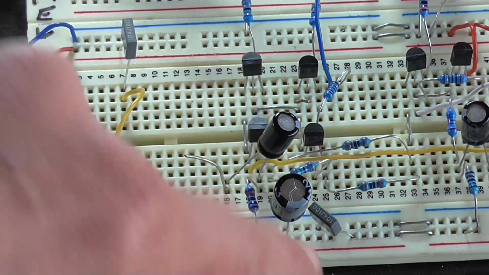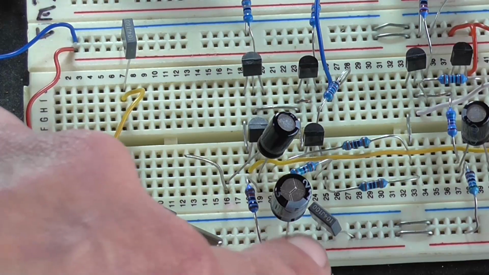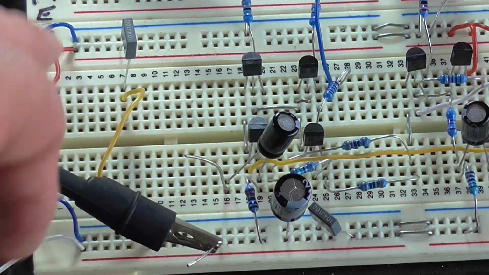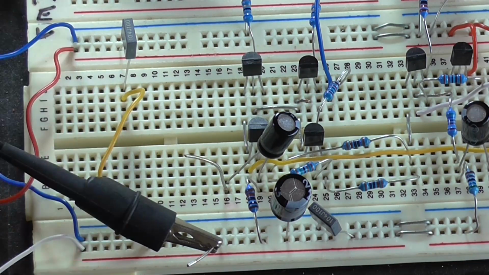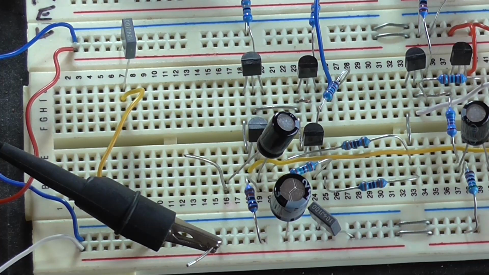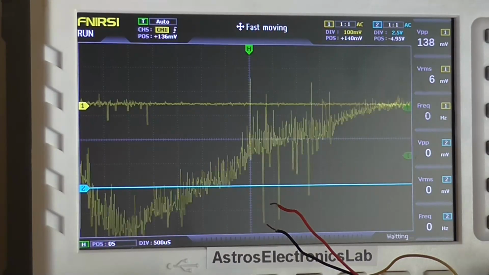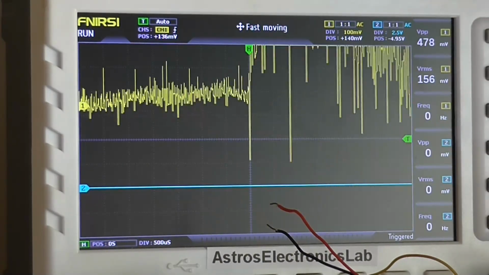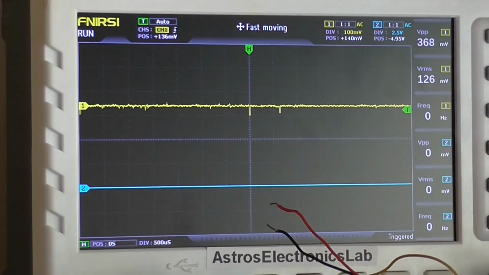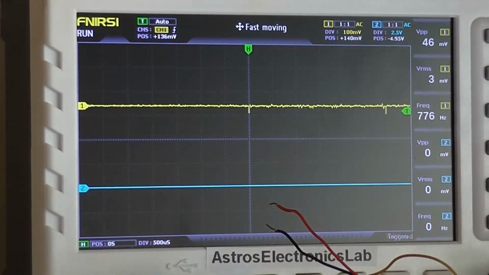Okay, so I've got a couple of 100 nanofarad capacitors, one across the negative rail to ground and one across the positive rail to ground, and it's made a big difference. And back in the times 1 probe, we can see the signal's cleaned up quite considerably. If I touch the input, hey, we now have what looks like a working amplifier.